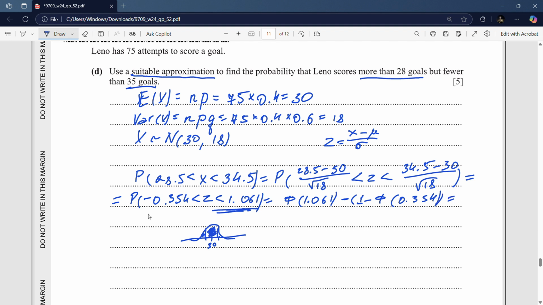Here, if you find their values from the distribution table, we will have 0.8556 minus (1 minus 0.6383), which is equal to 0.494 in 3 SF.